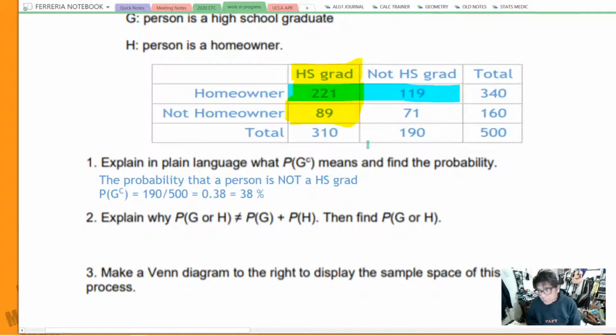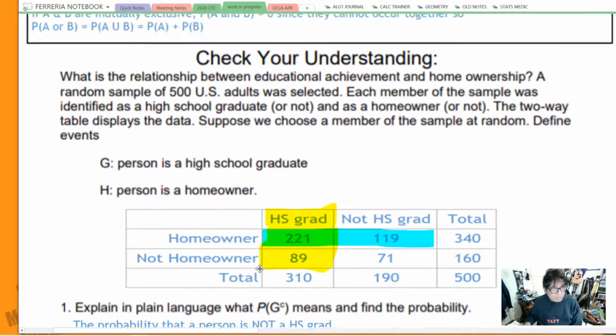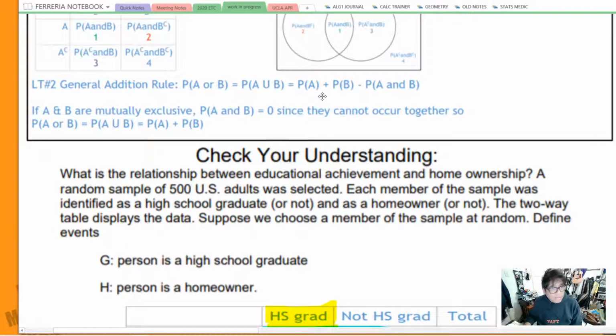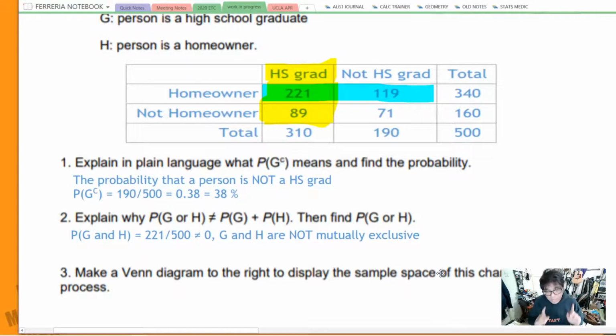So that means that 221 there got counted twice. And since the probability of G and H is not equal to 0, that means that G and H are not mutually exclusive, which means we have to use the general additive rule, the general addition rule. We can't use the addition rule for mutually exclusive. We have to use the addition rule for not mutually exclusive events.